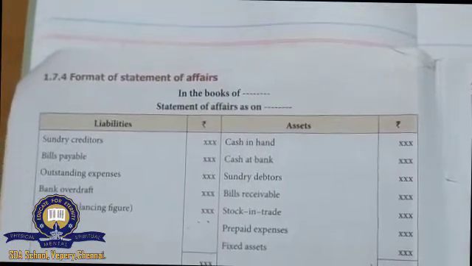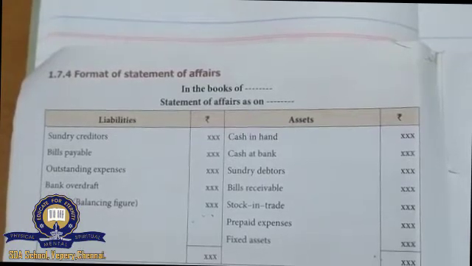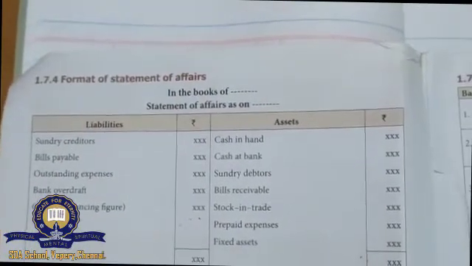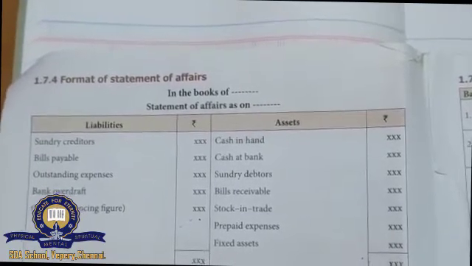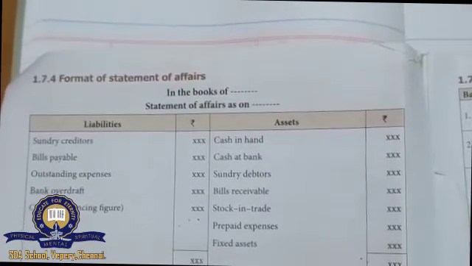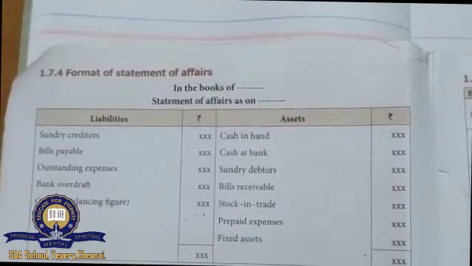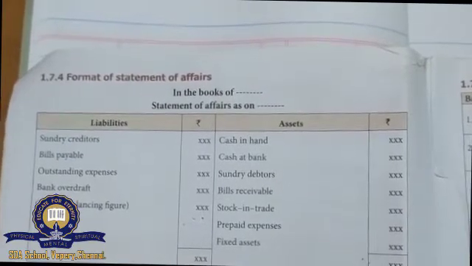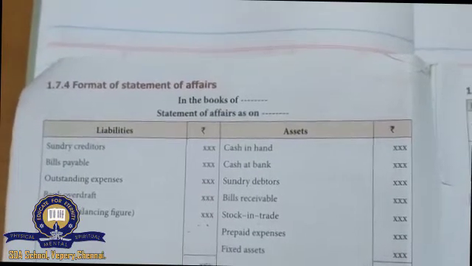Take page number 10, the format of statement of affairs. In the books of X, statement of affairs as on. Liabilities and assets. On the asset side: cash in hand, cash at bank, sundry debtors, bills receivable, stock in trade, prepaid expenses, fixed assets. On the liability side: sundry creditors, bills payable, outstanding expenses and bank overdraft. On the liability side only you will be getting the balancing figure, that means opening capital or closing capital.